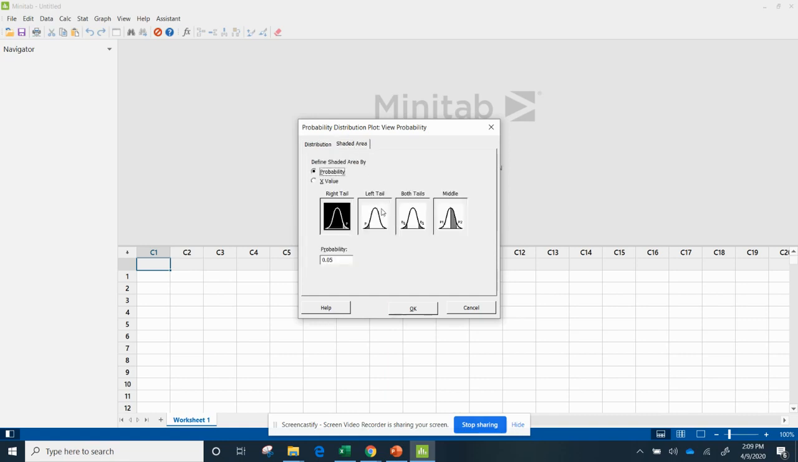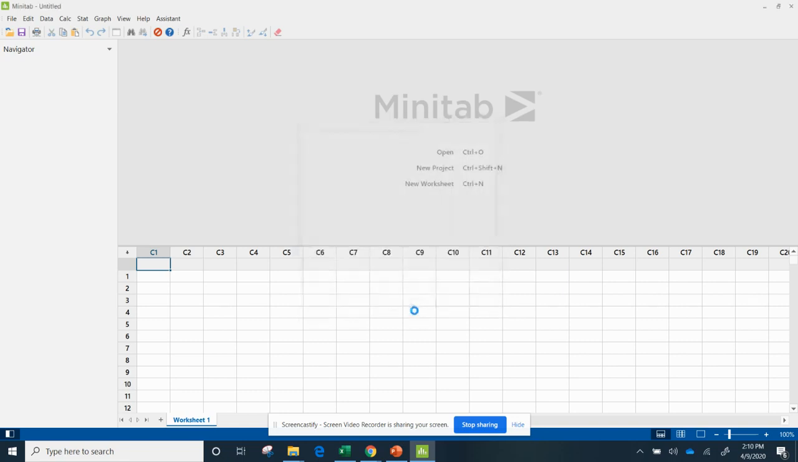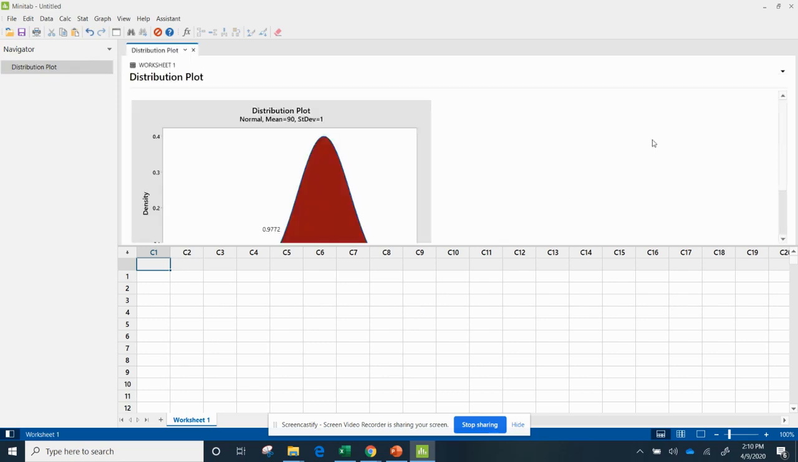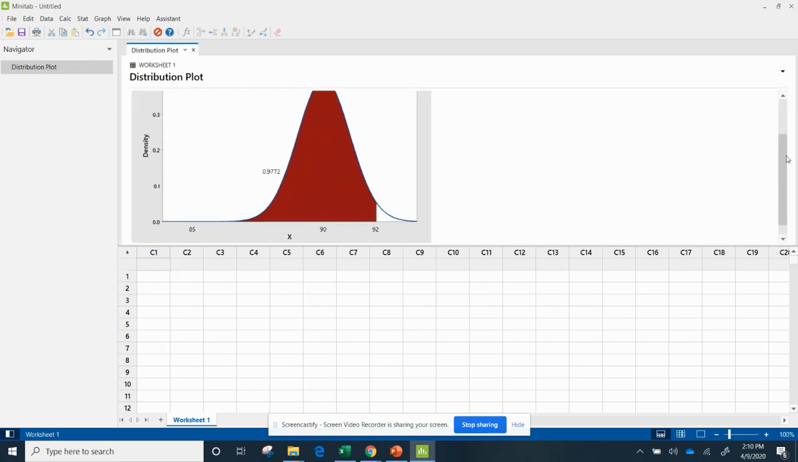And then my shaded area. It wants me to do the X values, and it wants me to do middle. So I'm going to have two values. I'm going to have 85 for the smallest and 92 for the largest. So if I do that, it's going to show me my picture. And again, if I look at the red, I can see it's between. Even though it looks kind of weird, it is between.